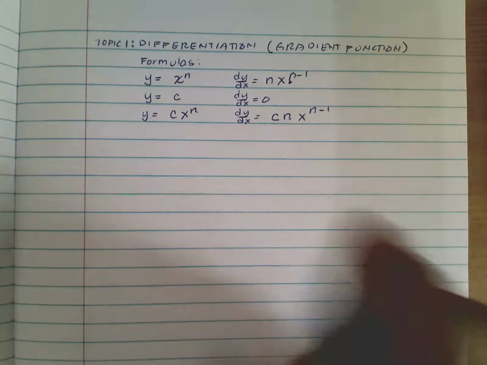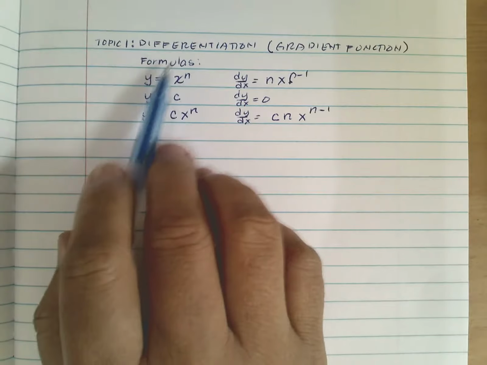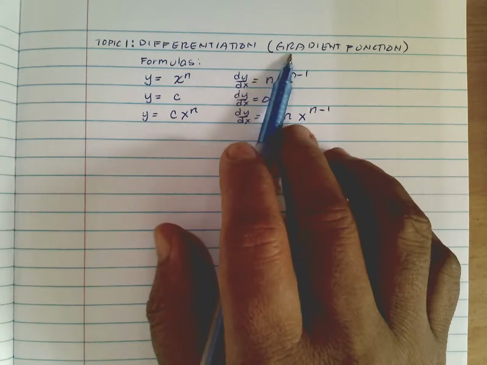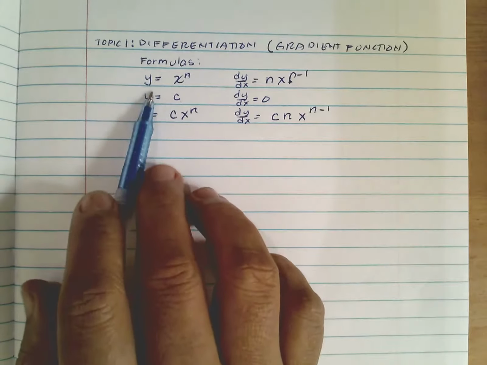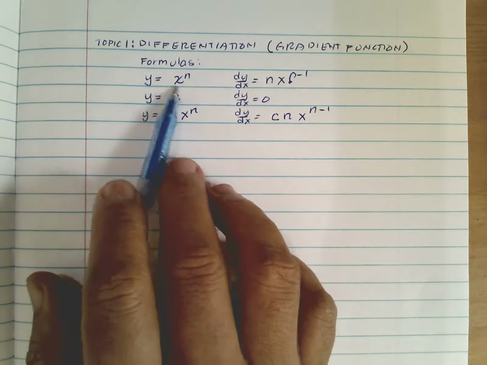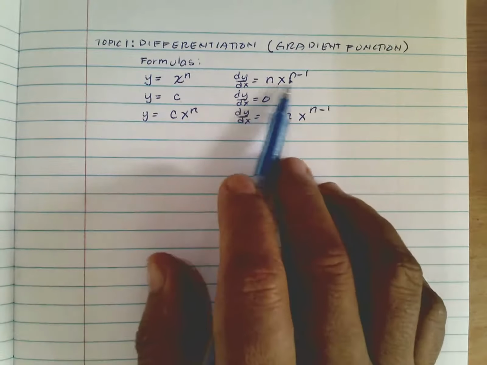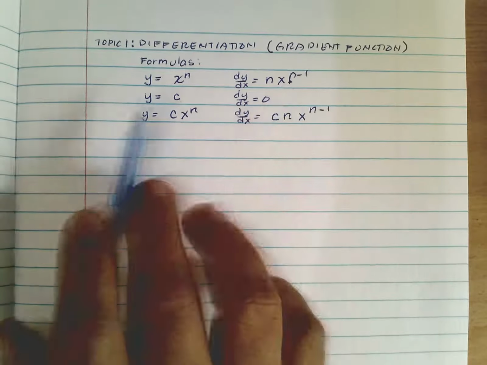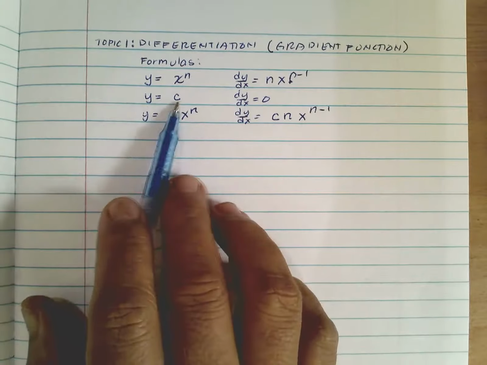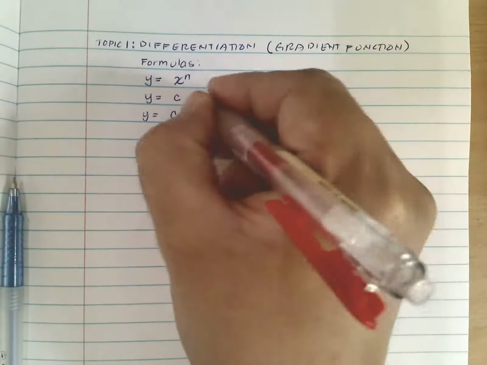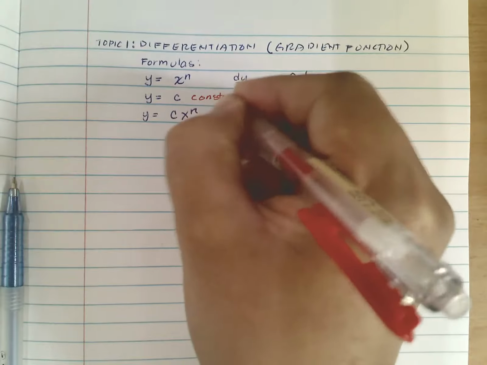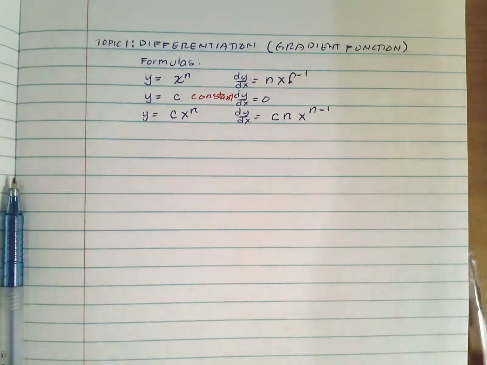In this video, we're going to discuss our first topic in differentiation, which is the gradient function as well. We're using these three different formulas: y equals x to the n, and the dy dx of that is nx to the n minus 1. Y is equal to c, where c is a constant. Again, let me put here, your c is a constant, and the derivative of that is equal to 0.